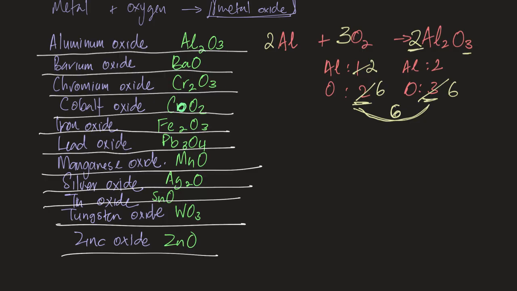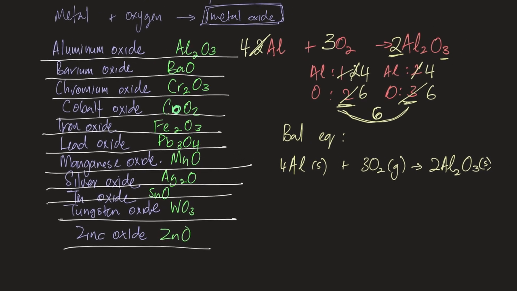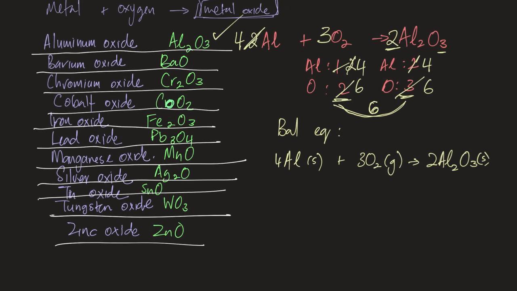But by putting this 2 here in front of aluminium oxide, it's become 4 aluminiums. Now my aluminiums don't balance, so I go back onto the other side and I put in a 4 there, and now my aluminiums are 4. So my balanced equation then is 4 aluminiums, still a solid, plus 3 O2, still a gas, is going to give me 2 aluminium oxides, which is a solid. And that's how I do a balanced equation for aluminium oxide.